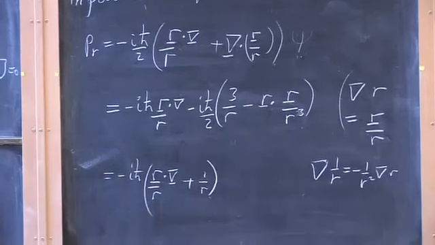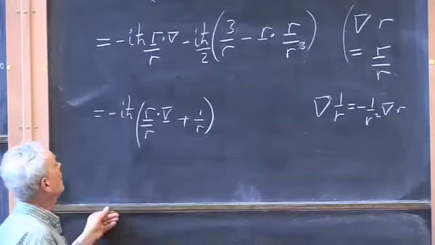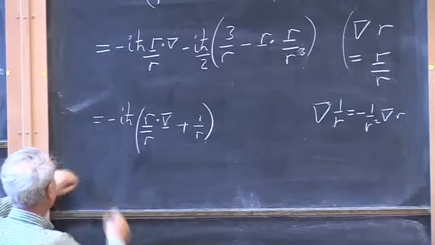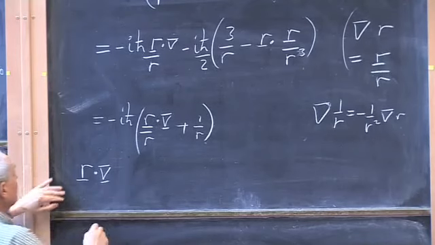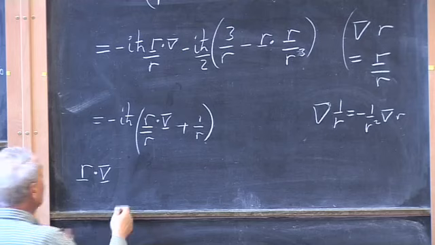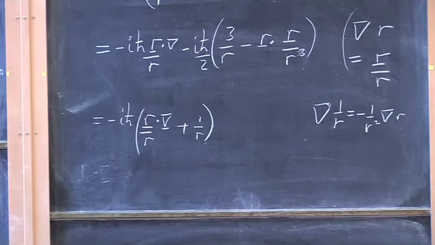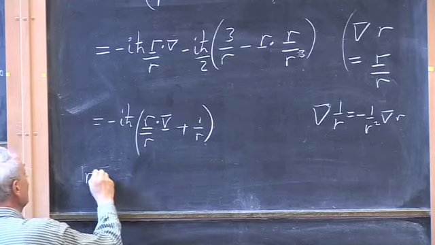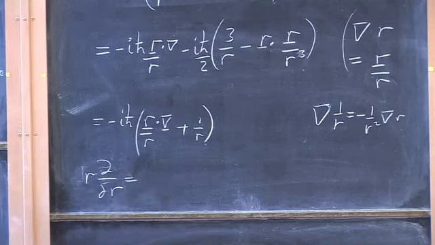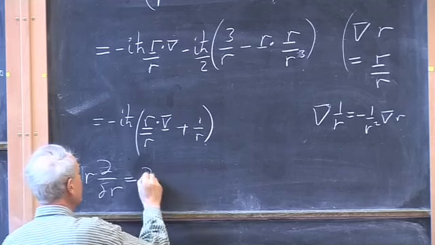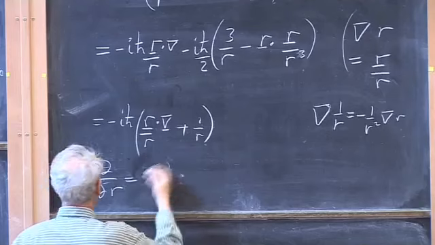Okay, so that's what this stuff reduces to. What we next want to know is, what is r dot gradient? I want to know what this is in spherical polar coordinates. Well, the thing to do is just to write down r d by dr. It's easy to see that that is going to be x d, well, let's do it.